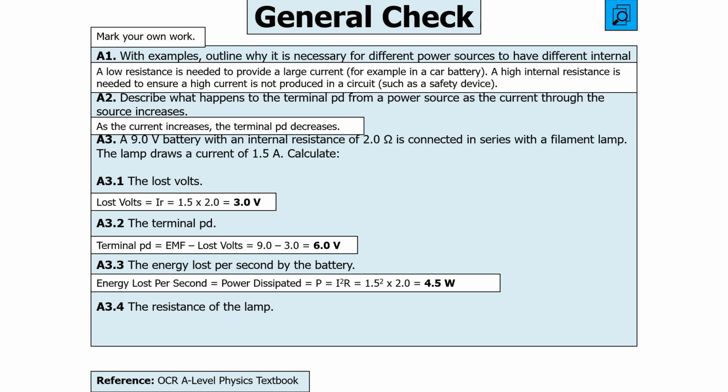Then for the lamp, we know what the current is. It's in series, so it's always the same. It's 1.5 amps. We know its potential difference because that is the terminal PD, because it's the only output to the terminal PD. So we get our answer to be 4 ohms.